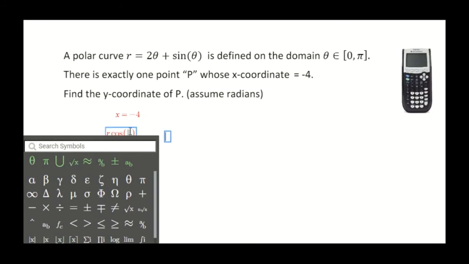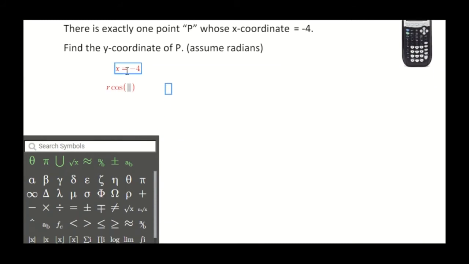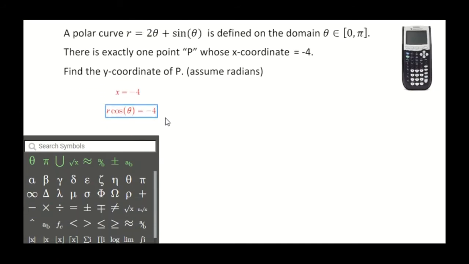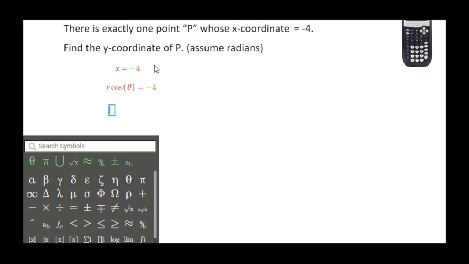Oops, wait, what's going on here? There we go, get that theta in there. Okay, so r cosine theta is -4. And if we solve that for r, we're going to get r equals -4 over cosine theta.